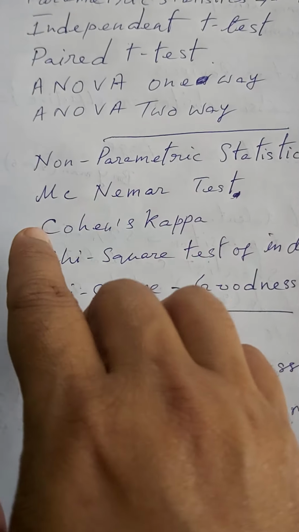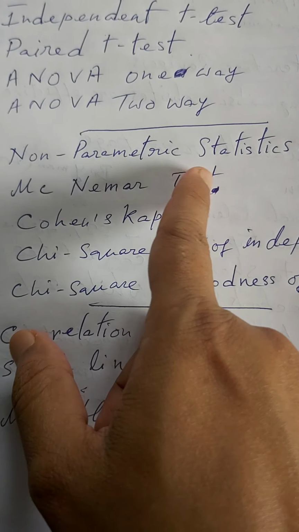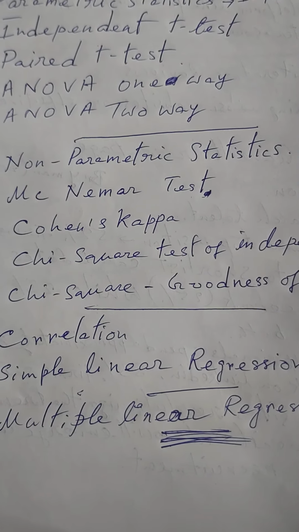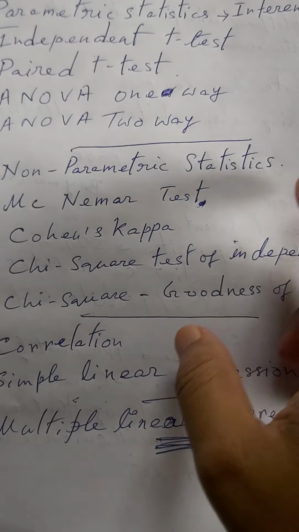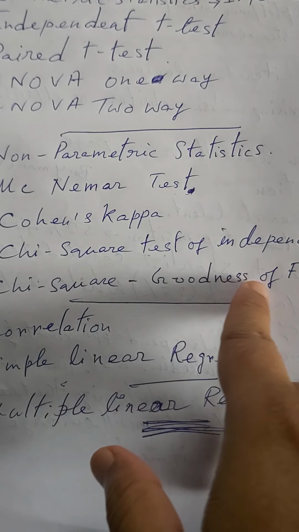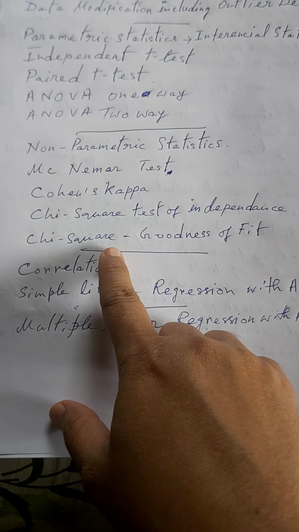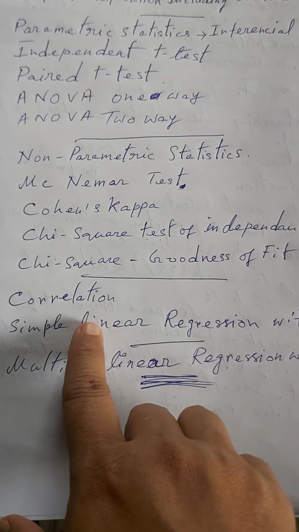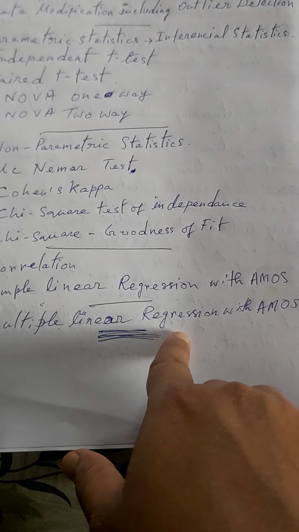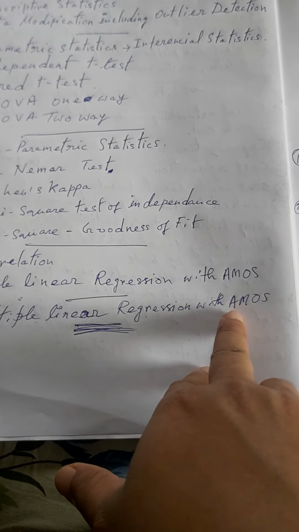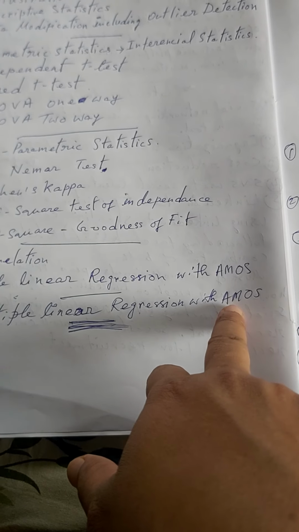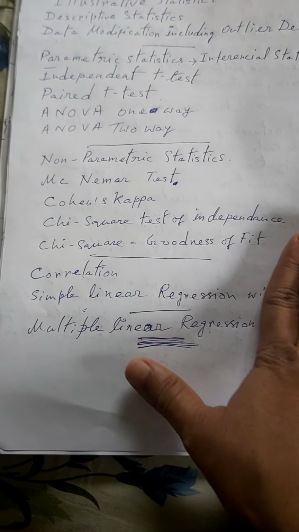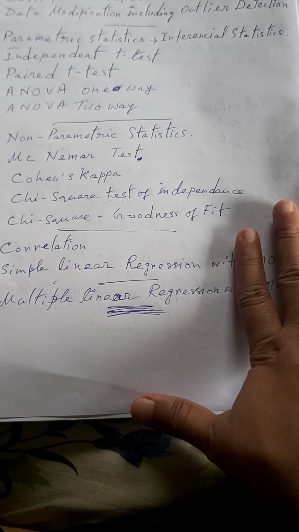Okay, and next we'll learn non-parametric statistics like McNemar's test, Cohen's kappa test, chi-square test of independence, chi-square test of goodness of fit. Next we'll learn correlation, simple regression, multiple regression. We don't have AMOS at present, but we'll check on AMOS, but I don't have this software presently, so I will explain it in SPSS only.